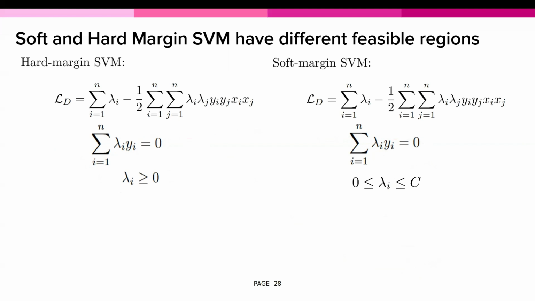So the feasible region of the dual is different than that of the dual for the hard margin SVM. And while this might make the feasible region smaller compared to the hard margin SVM, it seems to introduce more flexibility in the model, allowing it to handle non-separable data and misclassifications that the hard margin SVM just can't tolerate at all.